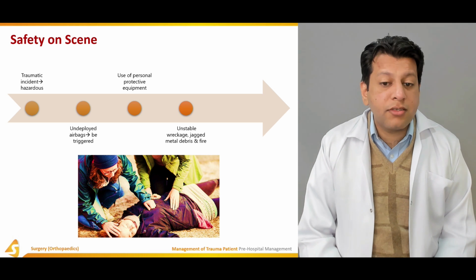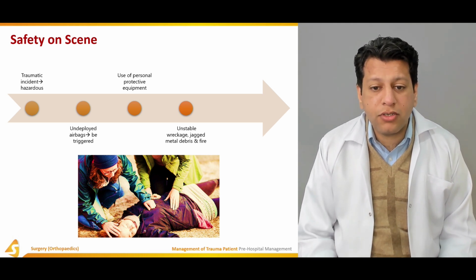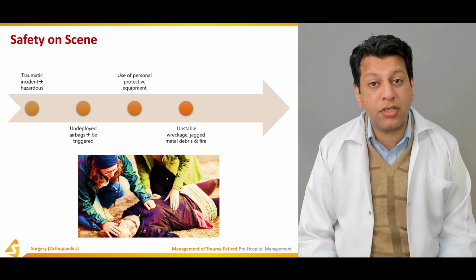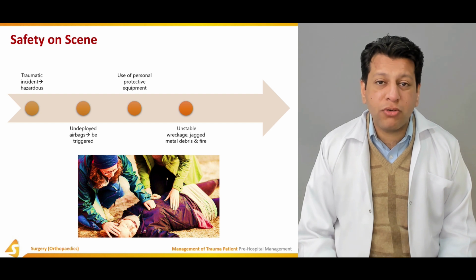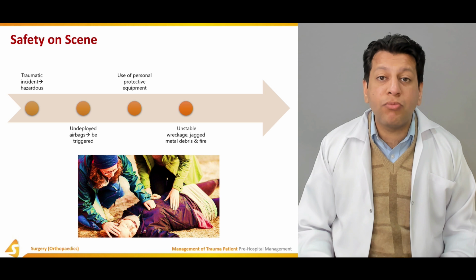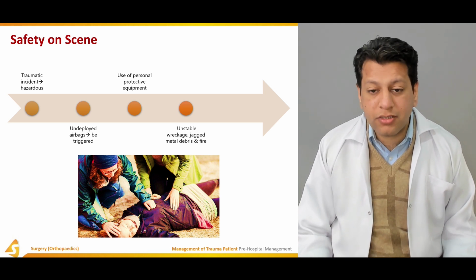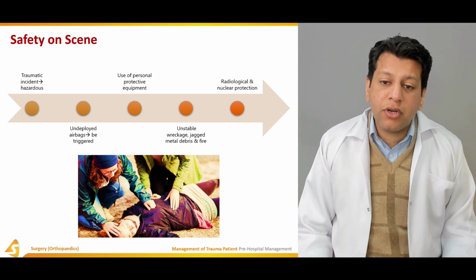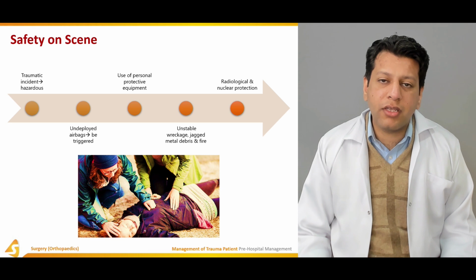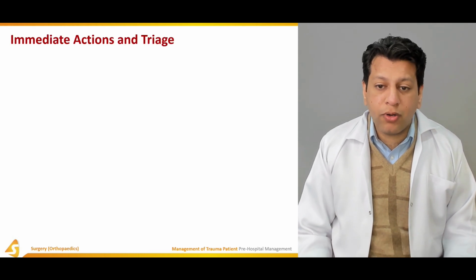Then the important point is that those people who are taking the patient out should know whether there is unstable wreckage, jagged metal debris, or fire. They should make sure that extricating the person who has had a trauma does not injure that person more than he or she has already sustained. Then another important point is radiological and nuclear protection, but that is usually only in the case of a nuclear fallout or in case of a nuclear war.